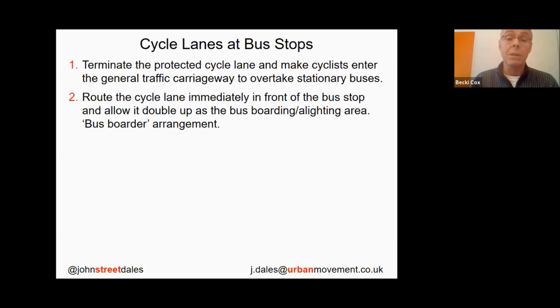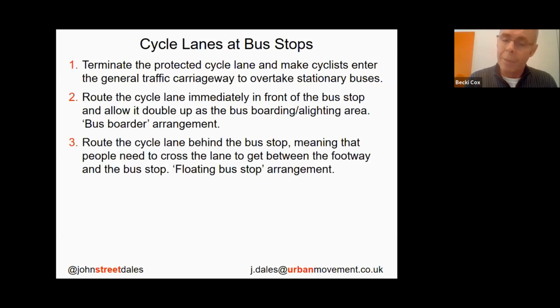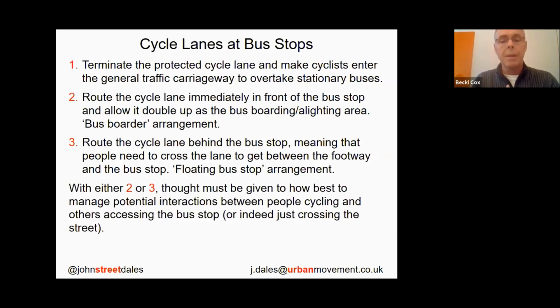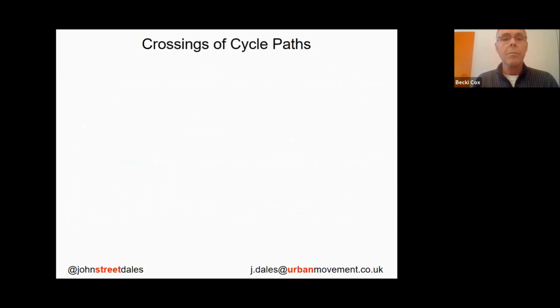The second thing is to run the cycle lane, frankly, in front of the bus stop. We call that a bus board arrangement. I'll show some photographs. Or we run it behind, and that's what we tend to call floating bus stop arrangements. And with either 2 or 3, we do have a challenge, especially for people who are blind and partially sighted, for interactions between walking and cycling. We've got to try and deal with that.